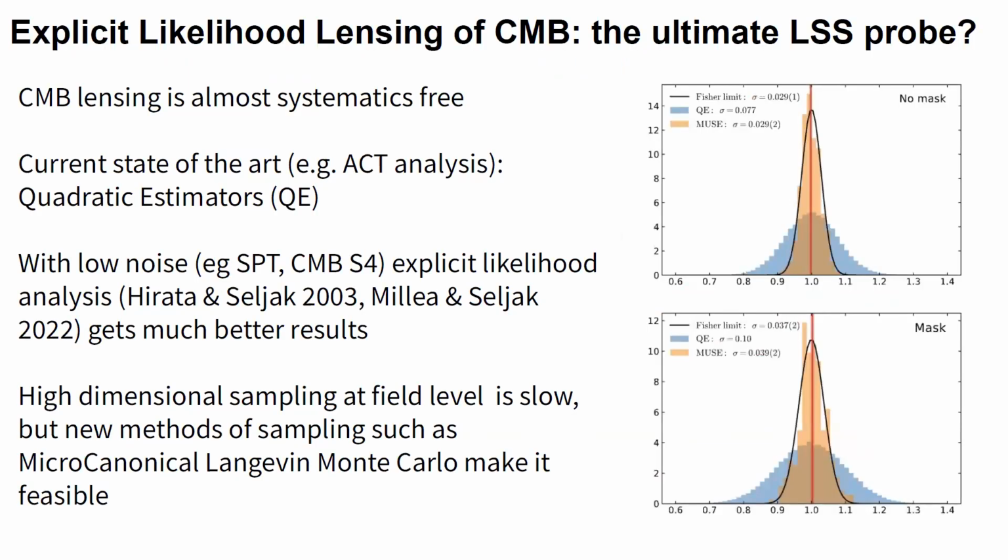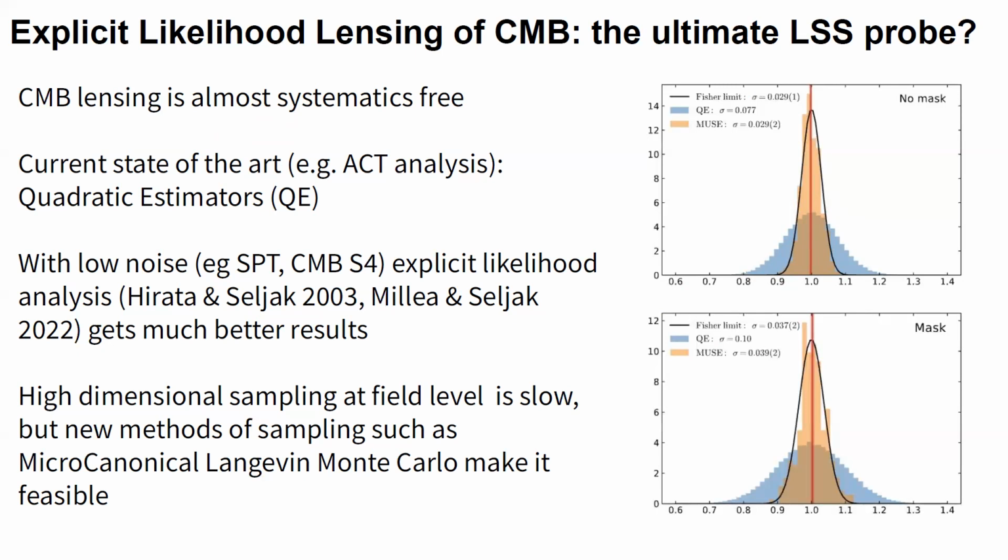Okay, and finally, as an example of this explicit likelihood analysis, I want to show you results that we have been obtaining from analysis of cosmic background lensing, gravitational lensing. So far, all of the lensing analyses have used so-called quadratic estimators or optimal quadratic estimators. They give errors that are shown here in blue. Now, if you have very low noise data, and this is not yet applicable to the ACT data I was showing you, but it is already applicable to the SPT data, South Pole Telescope data, and for sure it will be applicable to the CMB-S4 data.